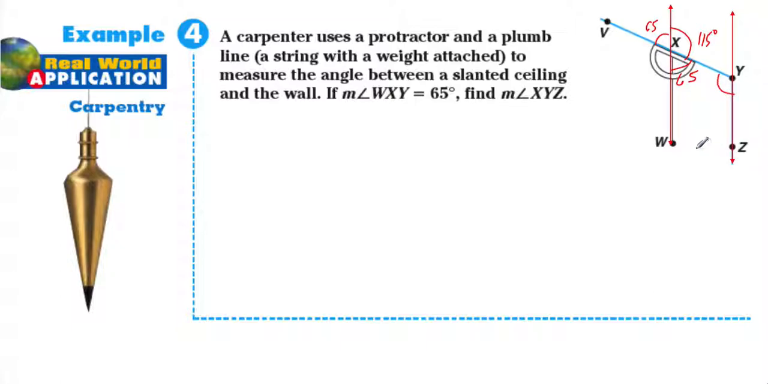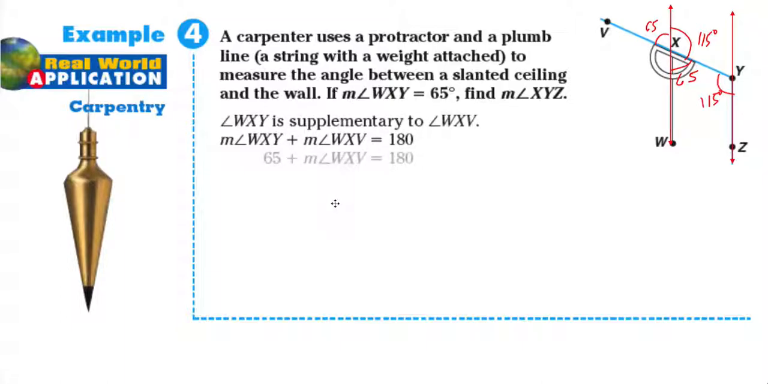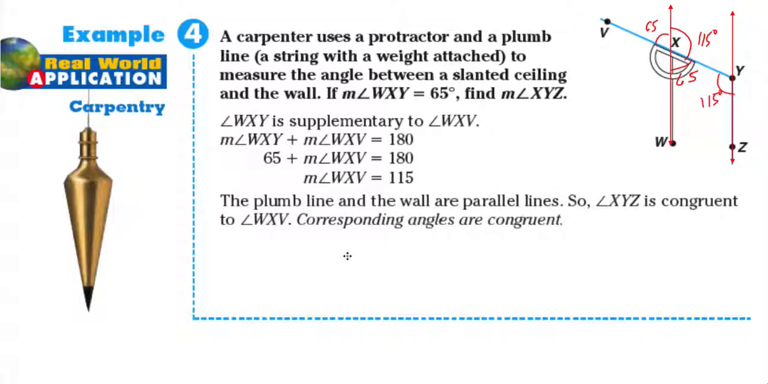So if that's 65, that's 115, we can now reason that this angle right here is the alternate interior angle of this angle right here, XYZ. So this is also 115 degrees. And that's how we get it. 180 degrees right there. And then we get 115, and that's exactly what we get.